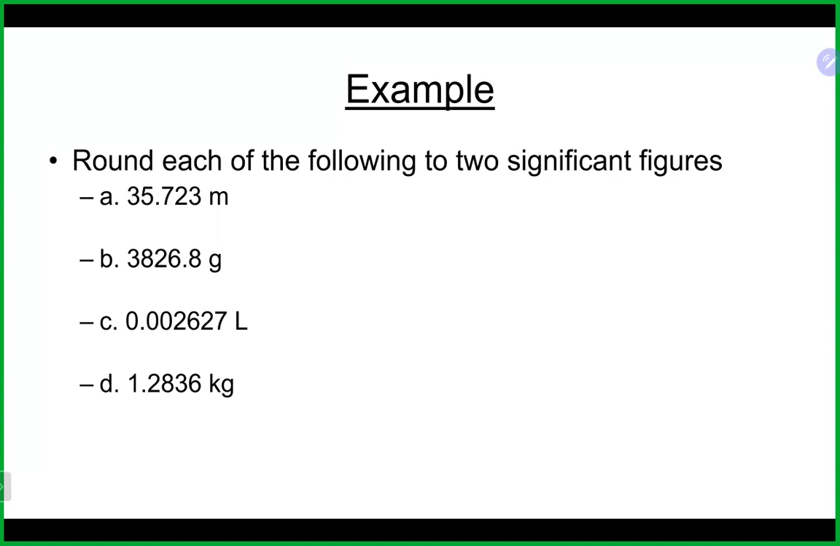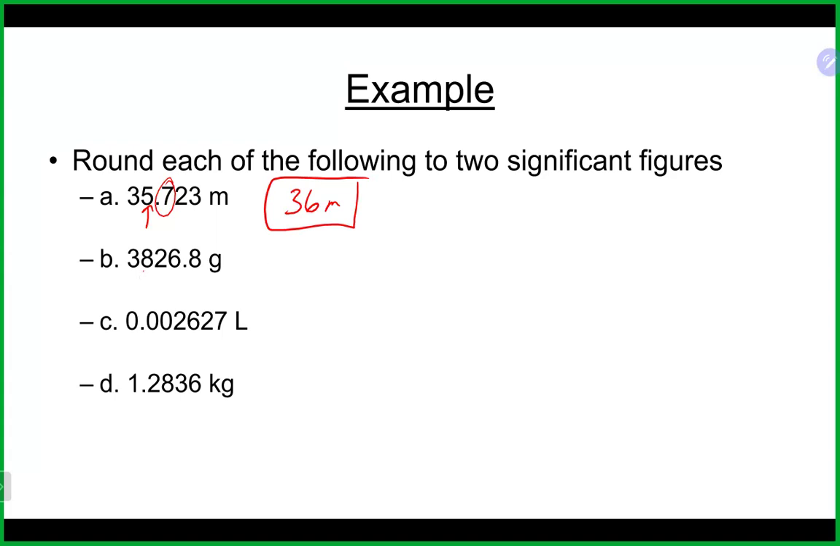Okay, so looking at this here, we want to round each of these to 2 significant figures. So looking at the first one, our second significant figure is right there at the 5. That means we do need to look over here at the next one, which is a 7. So that is going to round up. So that's going to give us 36 meters in this case. Questions on that one? Take a look at the next one.